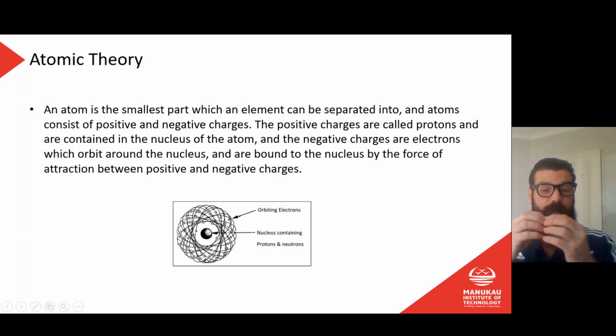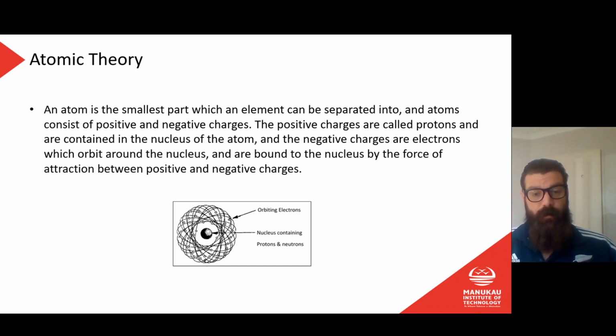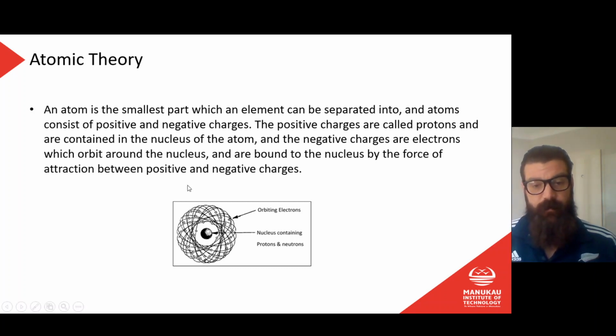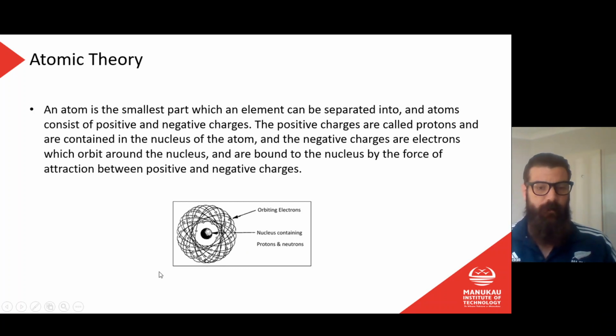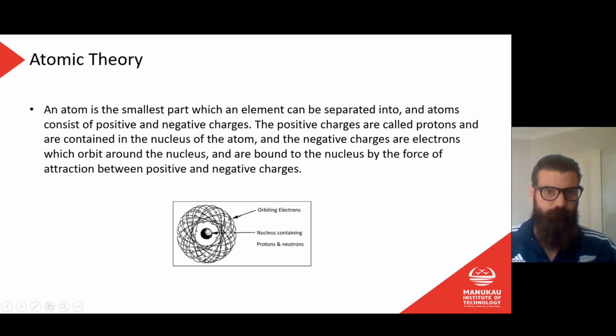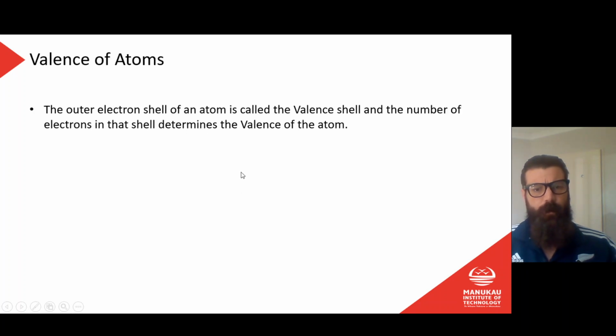So the positive charges in the nucleus attract the negative charges on the outside, the electrons, and the electrons remain in orbit. This is a convenient way to draw it. That's not what an atom actually looks like. It's nothing like what an atom actually looks like. But it's convenient for our purposes.